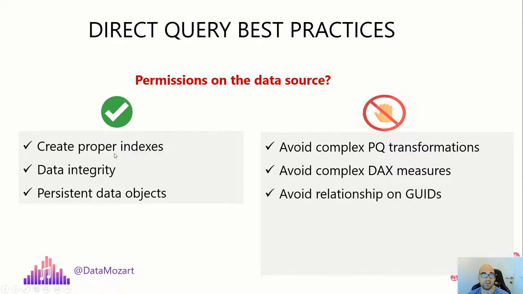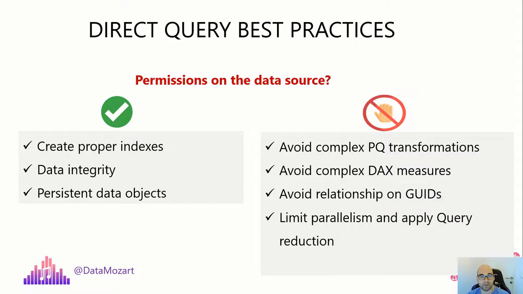Next, avoid relationships on GUID columns. So what are GUIDs? That's a specific data type, unique identifier. Power BI doesn't support this data type and needs to apply some internal data conversion during the query execution, which affects the performance. The solution here is to convert this data type within the source database before Power BI generates its own queries.